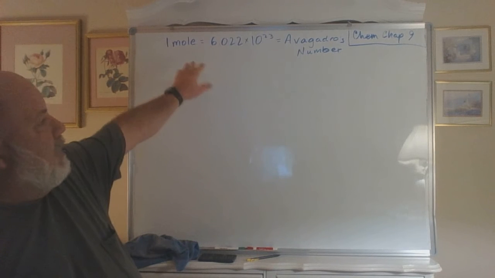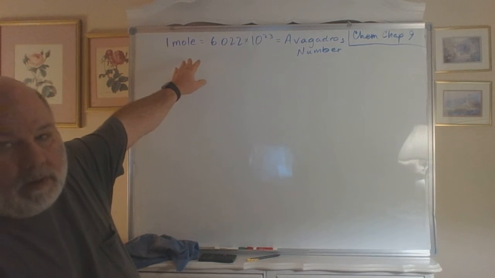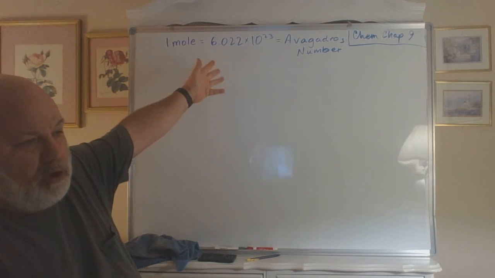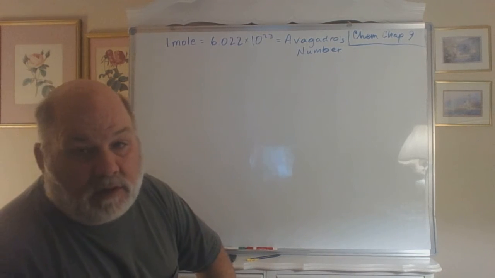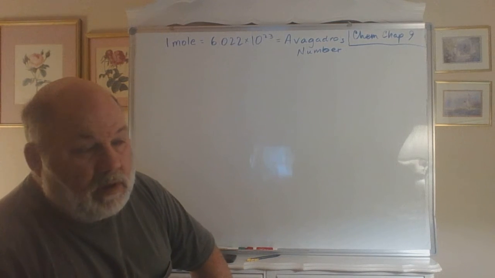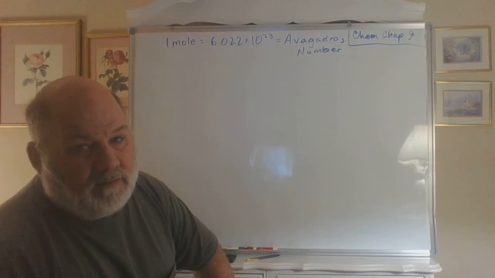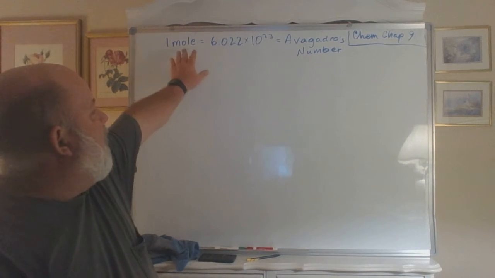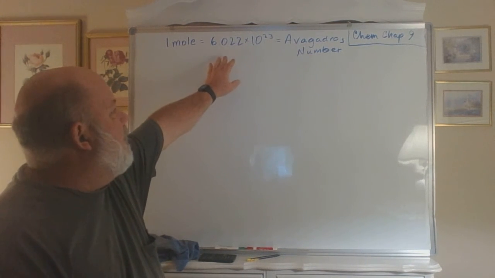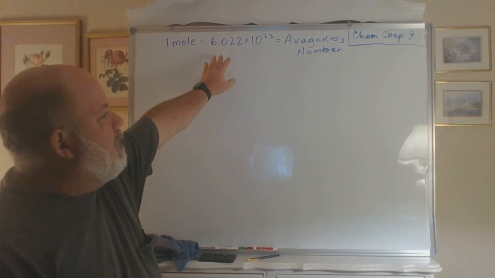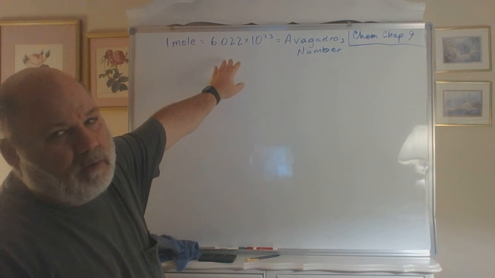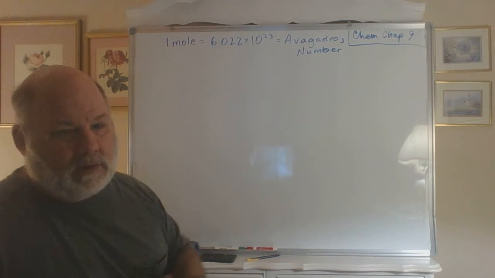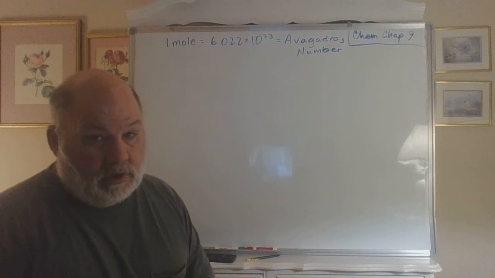So first thing you need to know is this term called a mole. A mole is a measurement of things, like a counting of things, like the word a dozen or a gross. If I have a dozen eggs, I have 12 eggs. If I have a gross of eggs, I have 144 eggs. If I have a mole of eggs, that means I have this huge number, 6.022 times 10 to the 23rd. That's basically 6022 followed by 23 zeros, an astronomically large number.